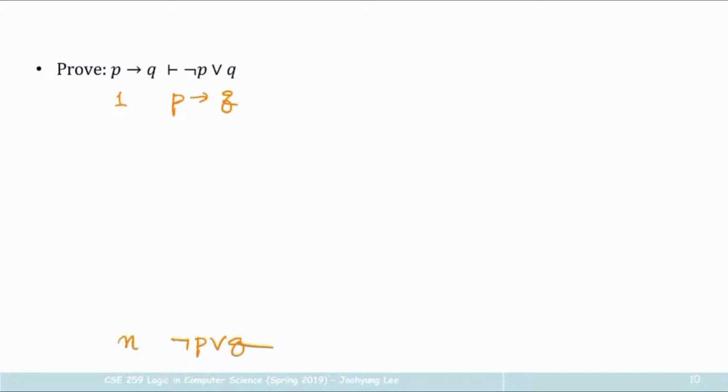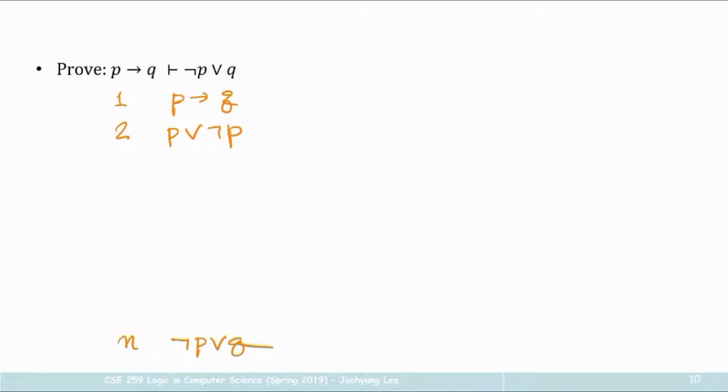Okay, so suppose you know P implies Q is true, and you have to prove not P or Q. How can you prove this fact? So let me give you a hint. Use the law of excluded middle. I'm going to give you that exactly: not P or P, and use two cases, when P is true and when not P is true. Okay?